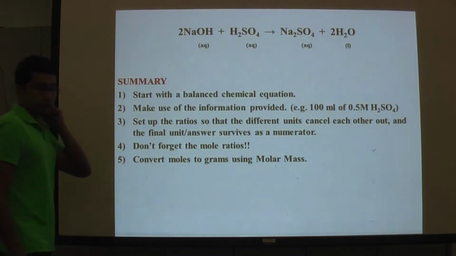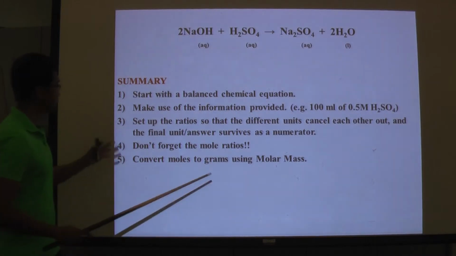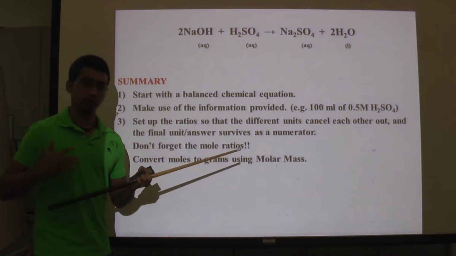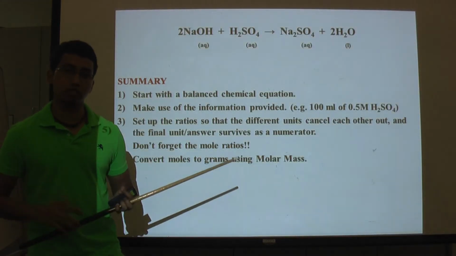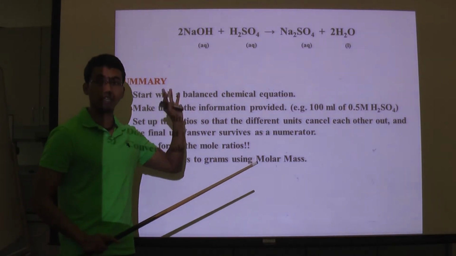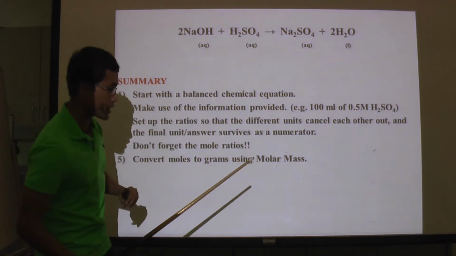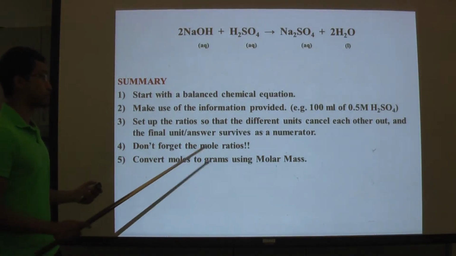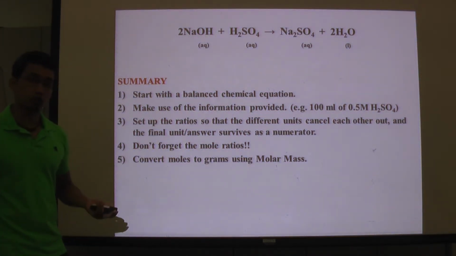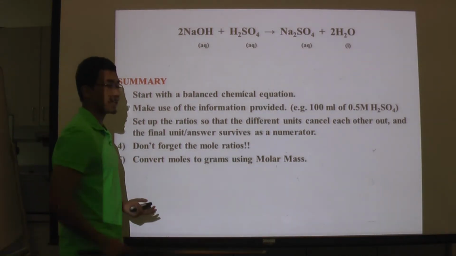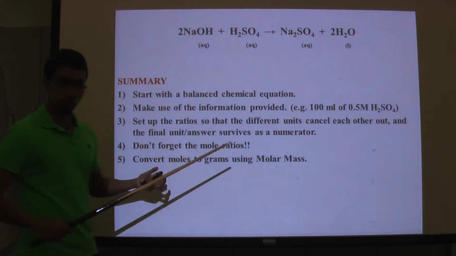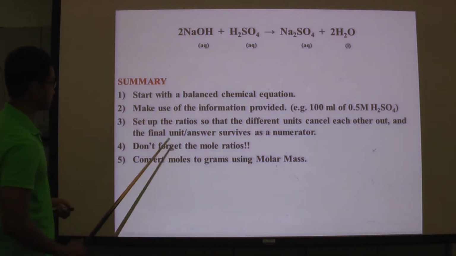So what have we learned from this short lecture? In summary, first of all, we have to start with a balanced chemical equation. If we have been given an equation, we have to make sure that the equation is balanced, in order to get the right quantitative relationship between the reactants and the products. Then we have to make use of the information provided. In our case, we had 100 milliliters of 0.5 molar sulfuric acid, so we used that piece of information to start tackling our problem.